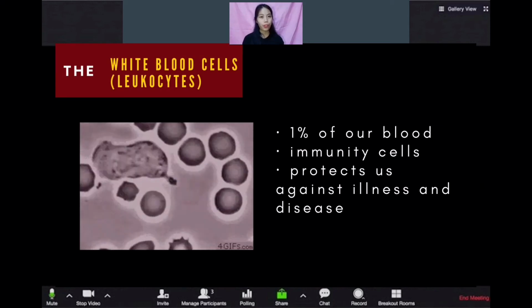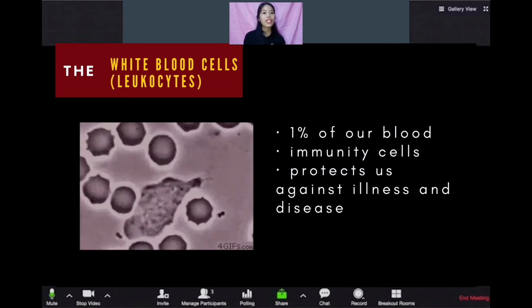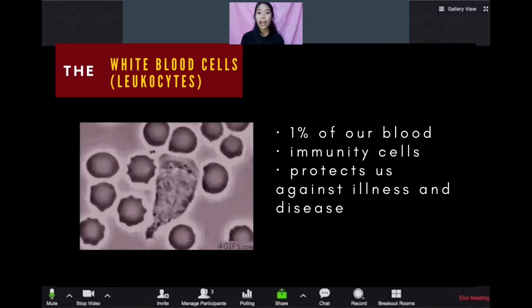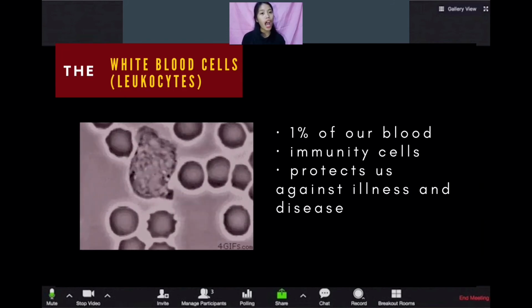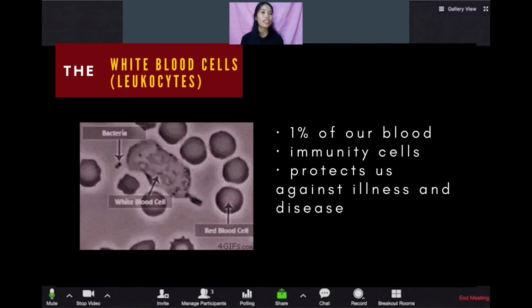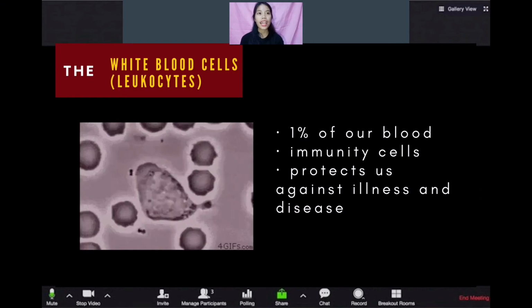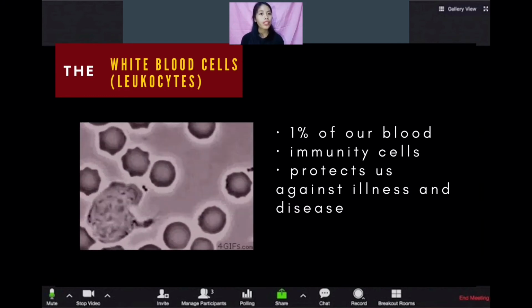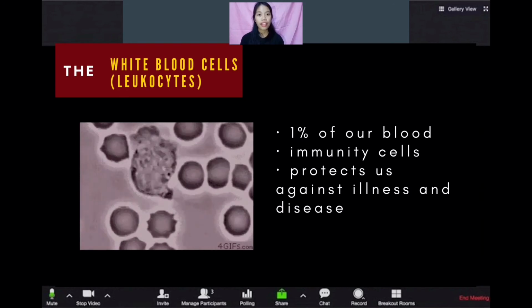Leukocytes. The third component of blood is called white blood cells or leukocytes. These cells account for only about 1% of our blood, but their impact is big. Think of these white blood cells as our immunity cells in a sense that they are always in a war. They protect us against illness and diseases. They flow through our bloodstream to fight viruses, bacteria, and other foreign invaders that threaten our health.